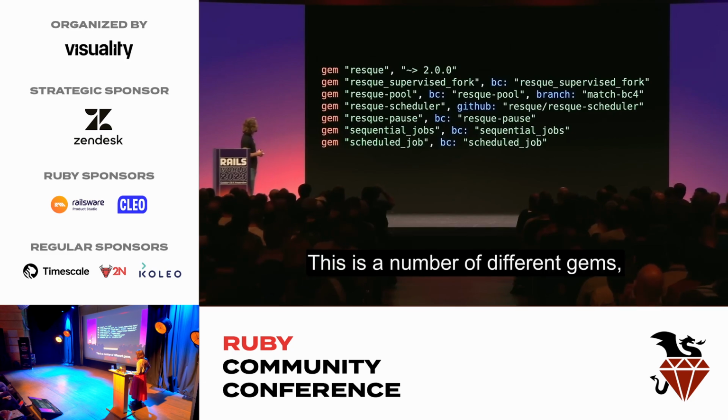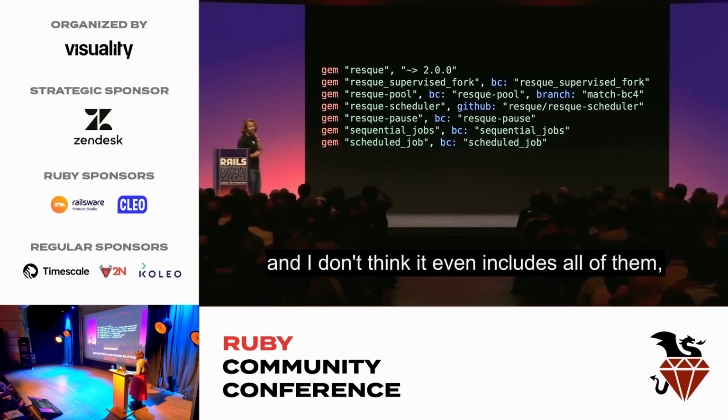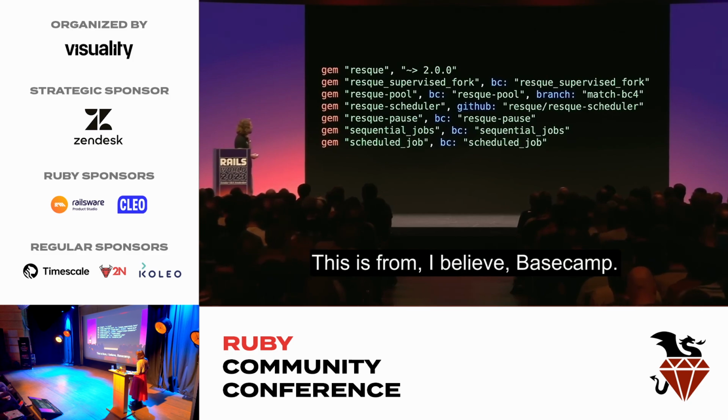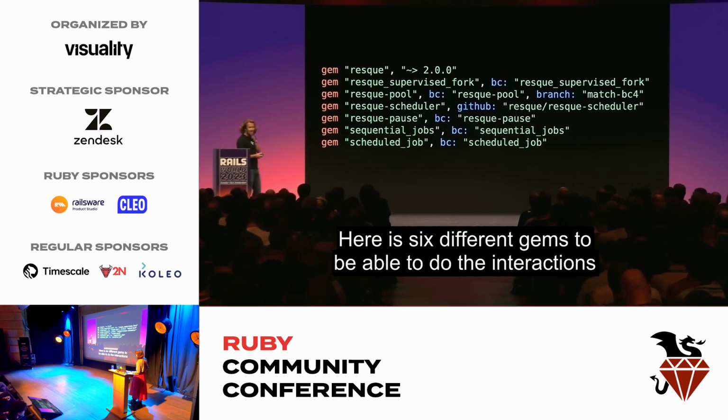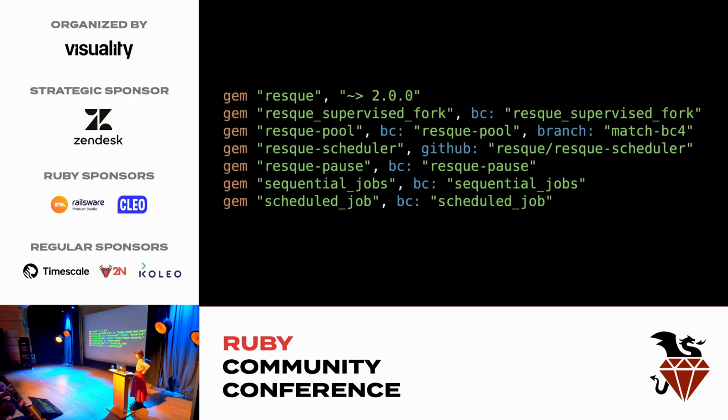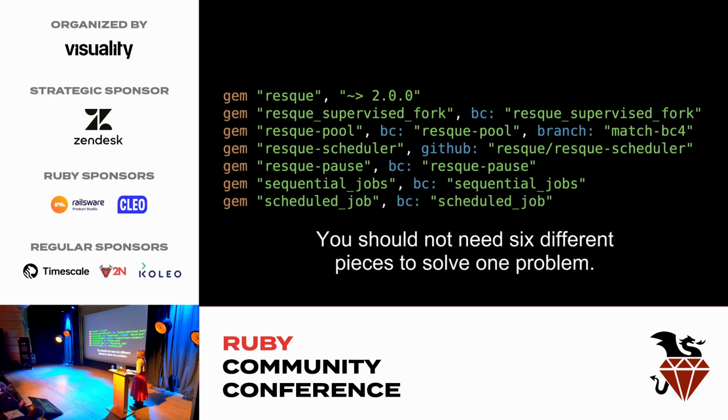This is a number of different gems, and I don't think it even includes all of them, that we use to make Resque run at 37 Signals. This is from, I believe, Basecamp. Here are 6 different gems to be able to do the interaction with jobs that we want to do. That's a mess. You should not need 6 different pieces to solve one.